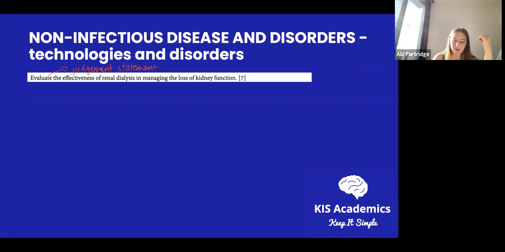So what I would do is start off with my judgment statement and then define normal kidney function, because the question's asking about managing the loss of it. So you need to define what is normal and why that's needed. So define the normal kidney function. And then you've got to define what renal dialysis is, what it does. So that would include both hemodialysis and peritoneal dialysis. So you've got to go into a little bit about both of them.